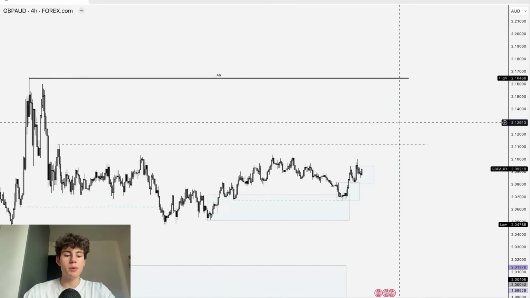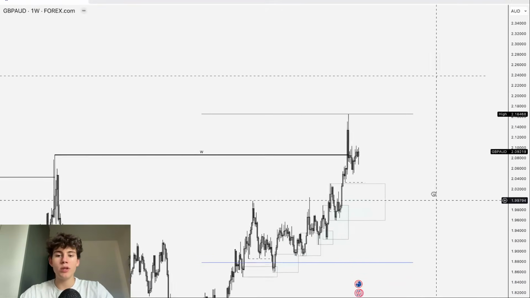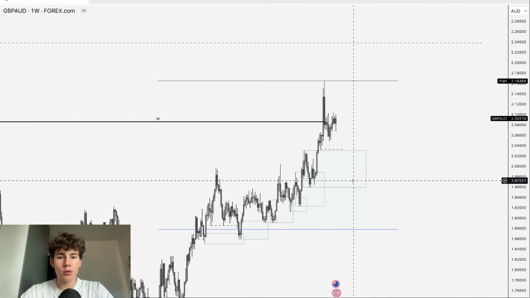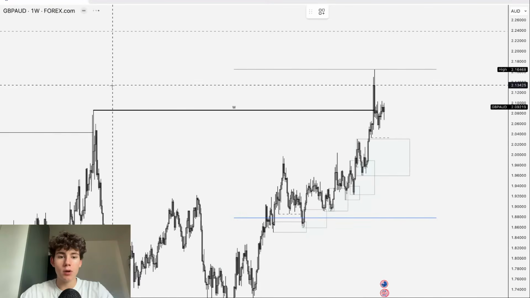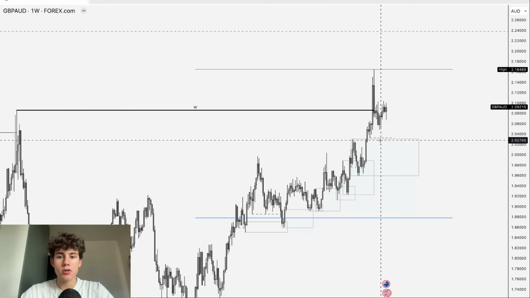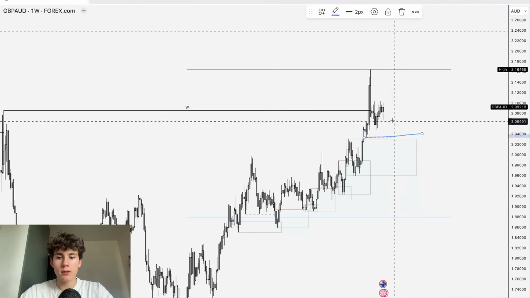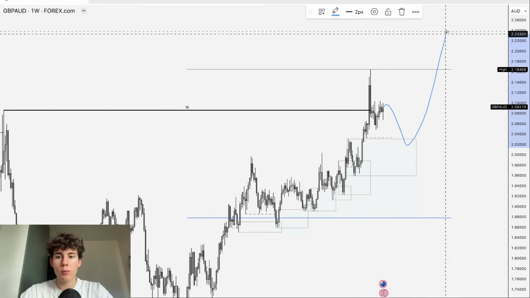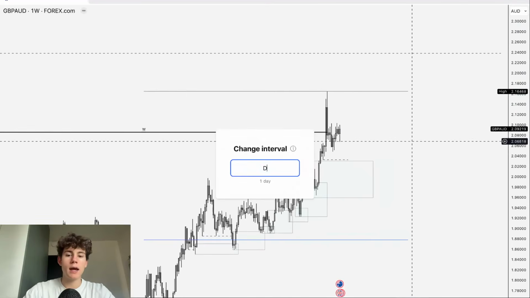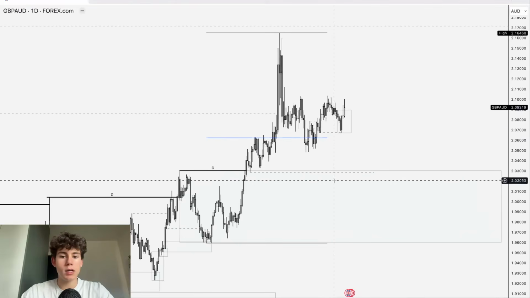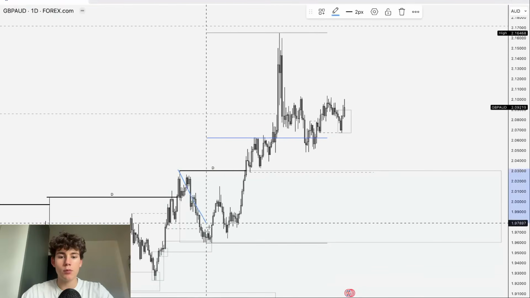Going over to GBP AUD on the weekly time frame, what are we seeing? Well, we grabbed a lot of liquidity above this high, so that could mean that we swipe liquidity at the low, so that could definitely happen before moving up higher. Keeping an eye on that, but at the moment you can clearly see that on the daily time frame we are bullish.